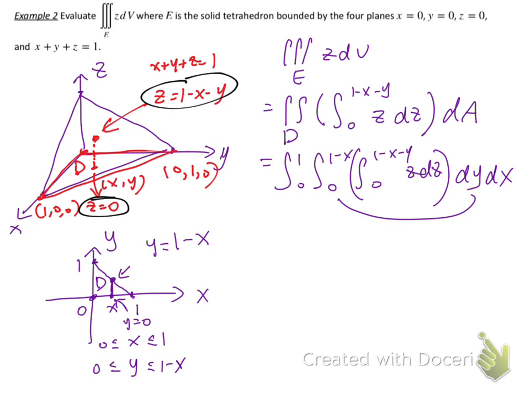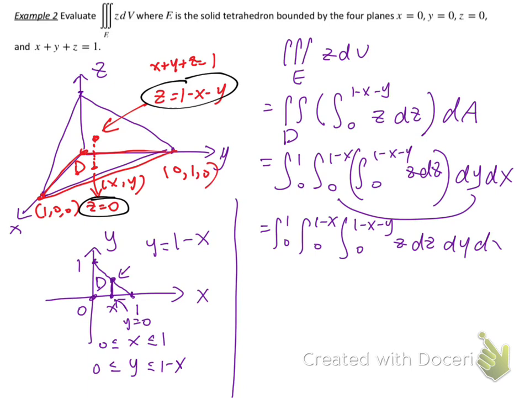So I rewrite my integral as this iterated version: 0 to 1, 0 to 1 minus x, 0 to 1 minus x minus y, z dz dy dx. Although my integrand is only z, because the domain of the integral is not a box anymore, I can't move it out. I have to do it from the inner to the outer.